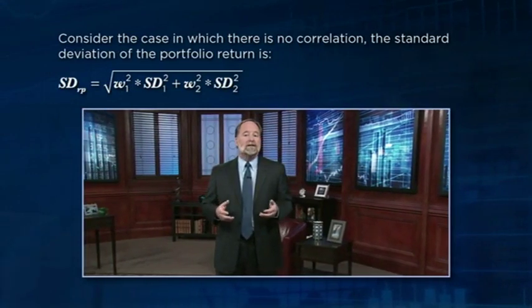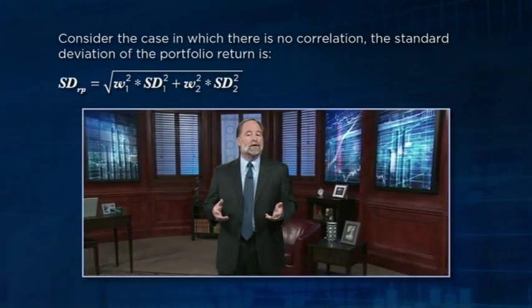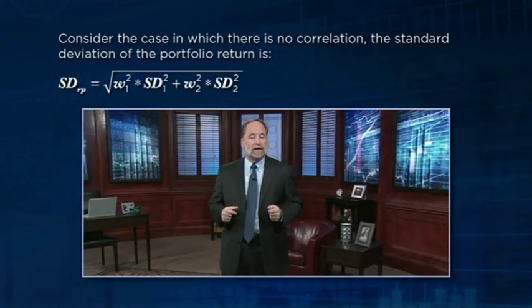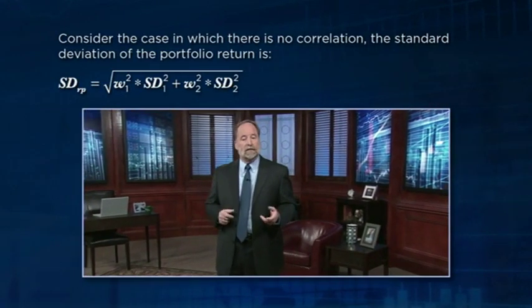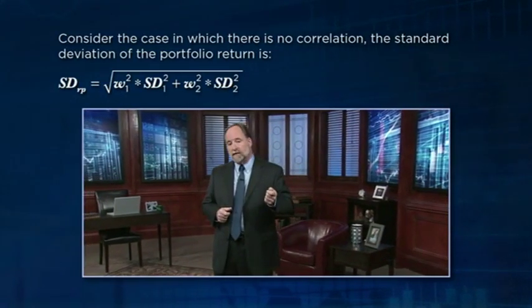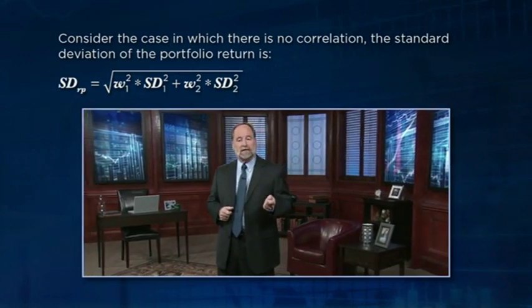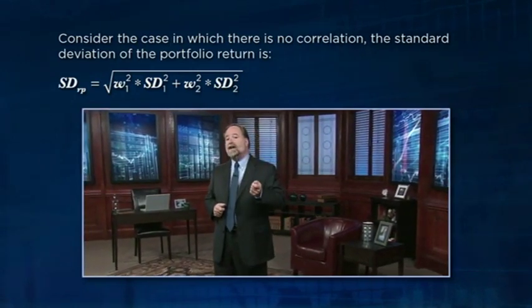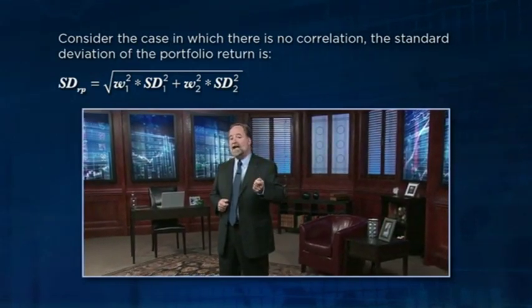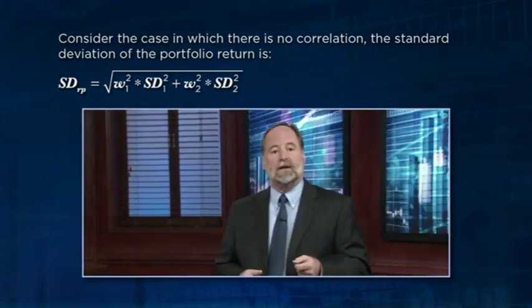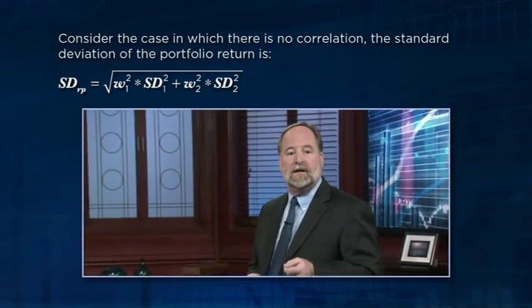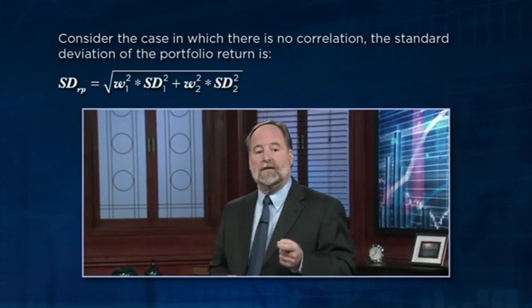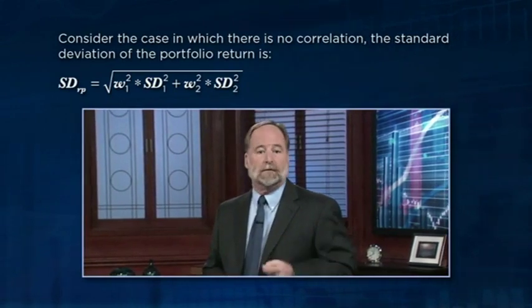In that case, the standard deviation of the portfolio return is going to be equal to the following. It's going to be the square root of the weight on the first security squared times the variance of that security, plus the weight on the second security squared times the variance of that security. In this case, a reduction in standard deviation is indeed possible.